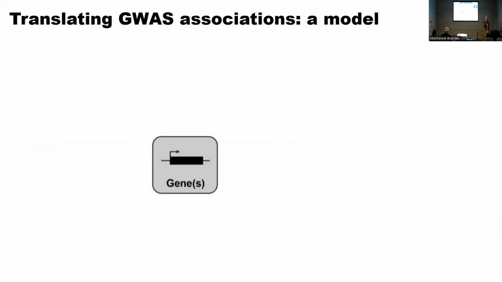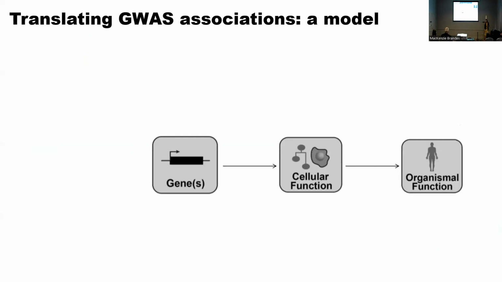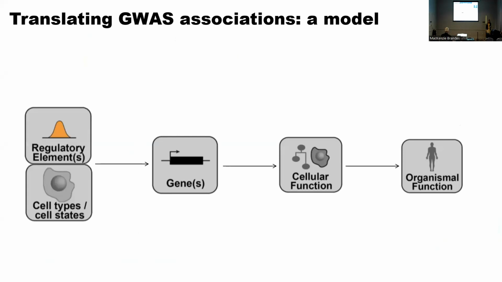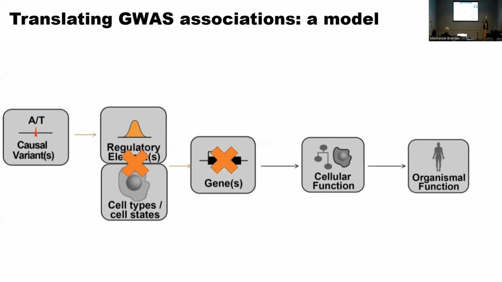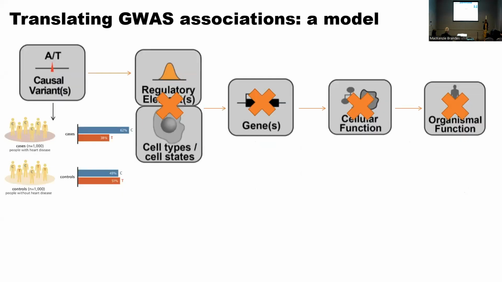And so for that, the idea is a model, right? Genes influence cellular function, which influences organismal function. And conceptually speaking, regulatory elements and cell types and cell states influence that. However, experiments of nature, or variation, can change the regulatory elements or the cell states, thereby impacting the gene, and then ideally the cellular function and the organismal function. So our goal with human genetics is to present that information.